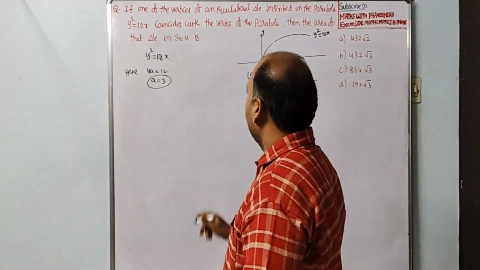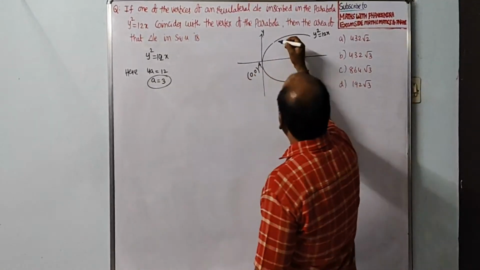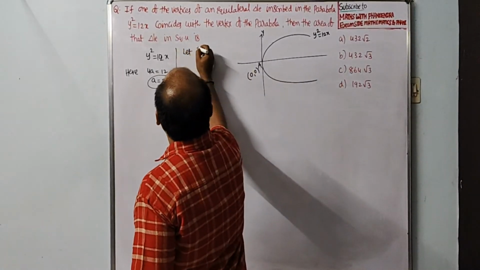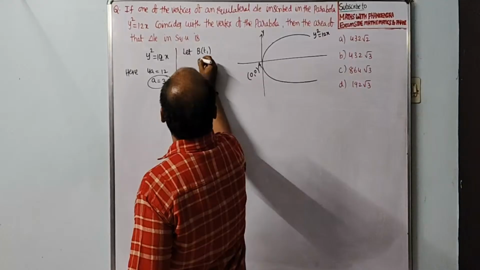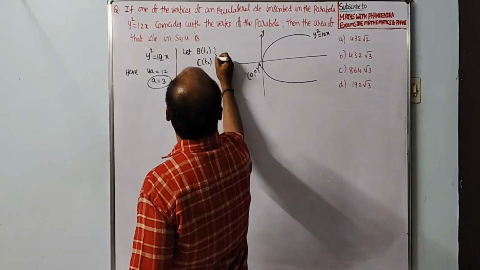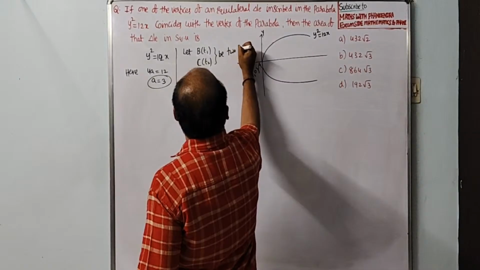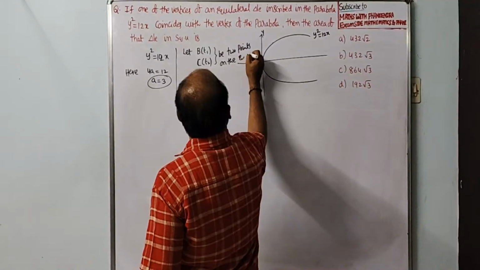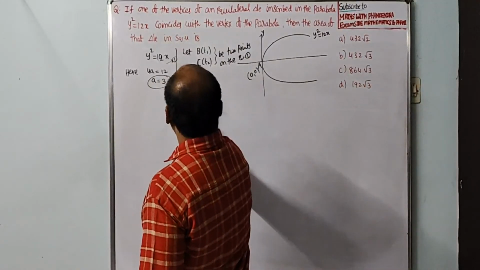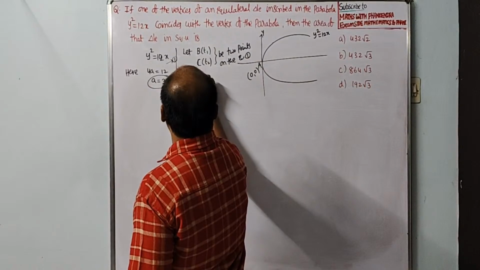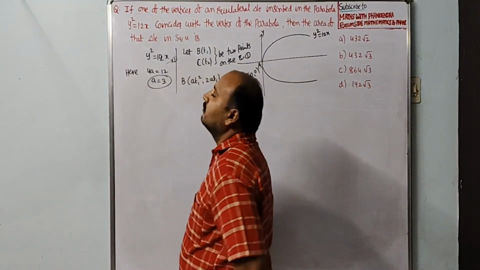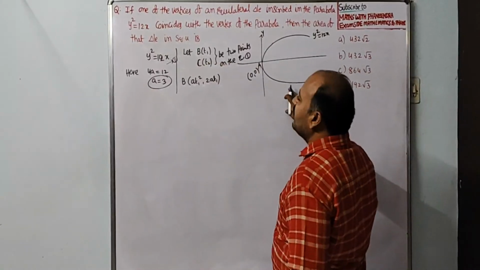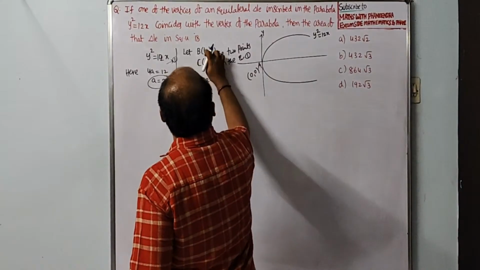Okay. After getting the value, let us consider the triangle. Let B of t1 and C of t2 be two points on the parabola. So B of t1 means at1 square comma 2at1. One will be here, one will be here, meaning positive only, in terms of t.